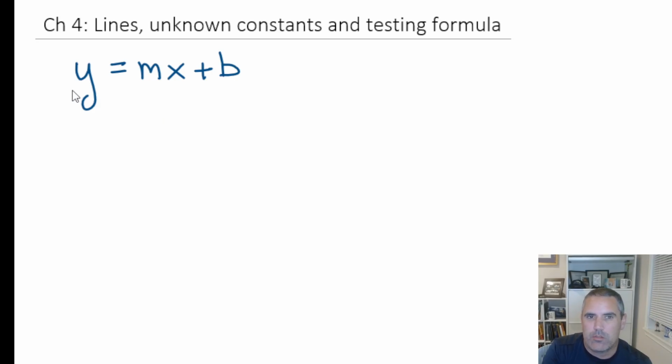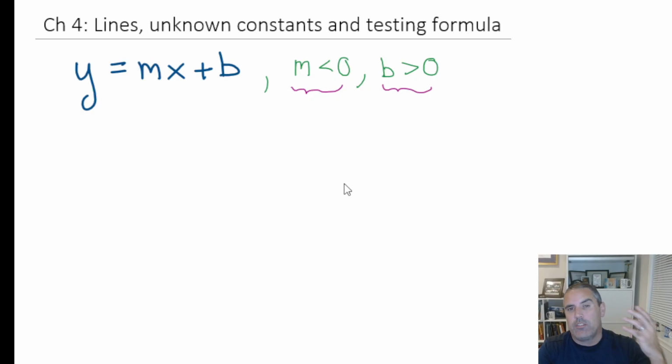So the question says, assume you have the equation of a line, and then it says that m is negative and b is positive. That was something that came up in office hours. Students were like, what does that mean? It does mean it's a negative slope. It means it's going down from left to right, and that it has a positive y-intercept. And eventually you'd like to be able to have a picture of that in your mind.